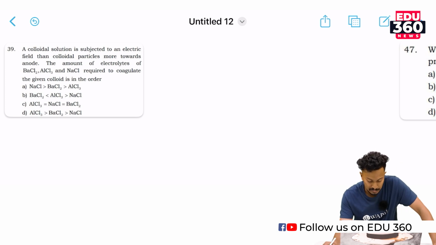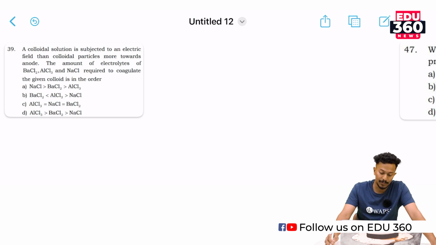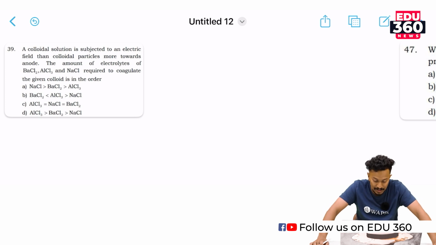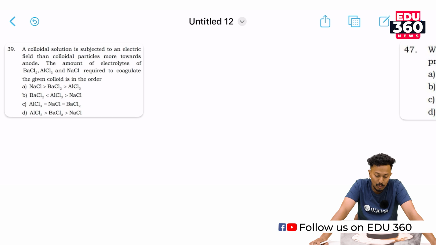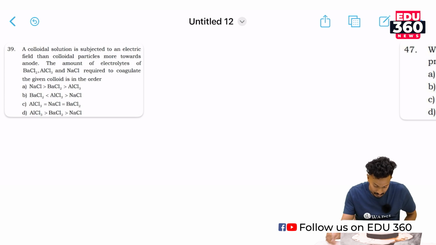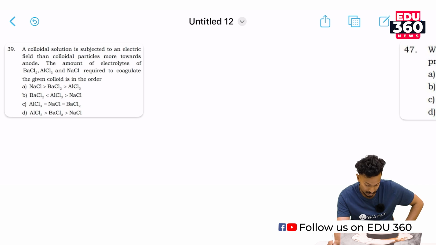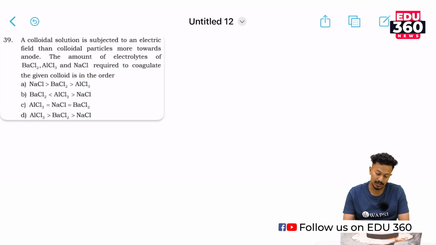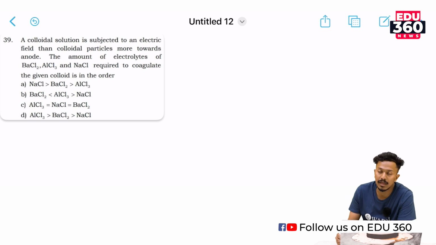A colloidal solution is subjected to an electric field, and the colloidal particles move towards the anode. The amounts of the electrolytes barium chloride, aluminum chloride and sodium chloride required to coagulate the given colloid are in which order? You have to find out the amount of electrolyte required to coagulate it. The coagulation value is inversely proportional to coagulating power.